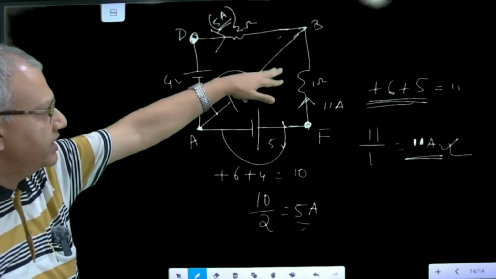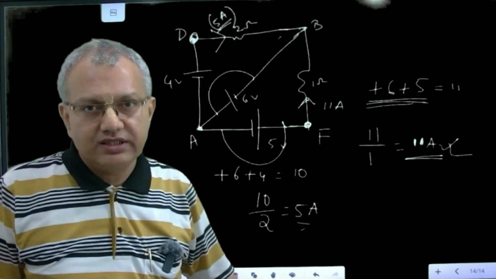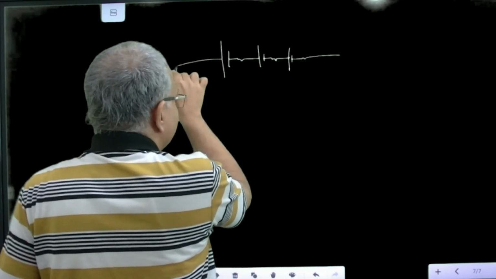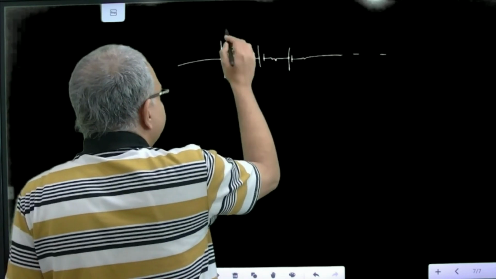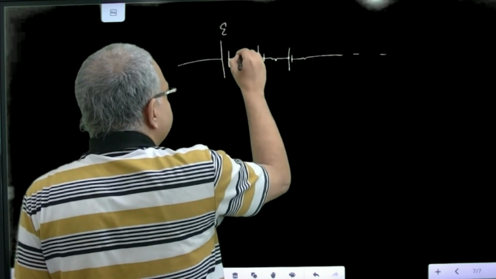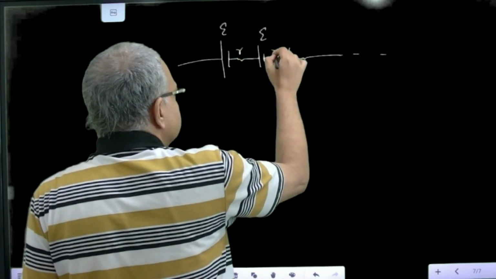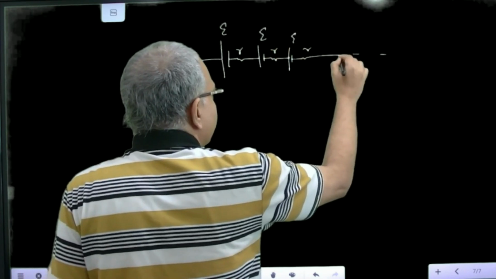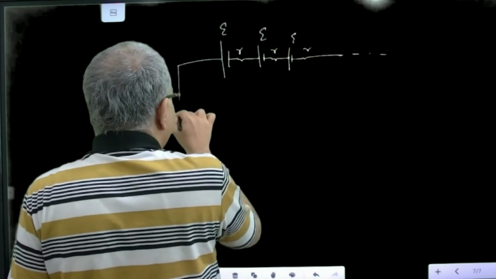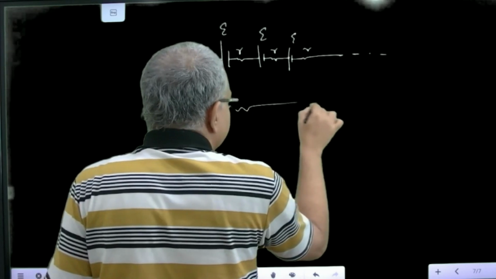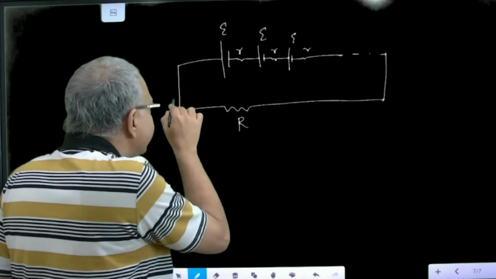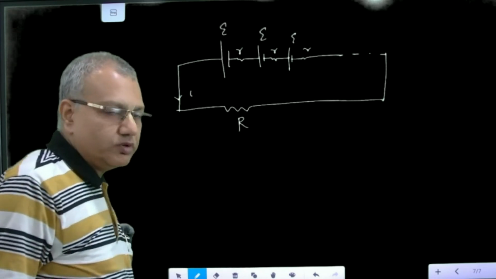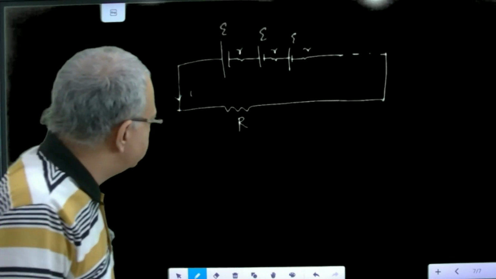In this way, we can solve branch currents. Now I'm going to connect a combination of cells. If n number of cells exist and each cell has EMF E and resistance R, in this way n number of cells exist, and if externally it is connected with the resistance R like this, what is the net current in this condition? The net current will flow.